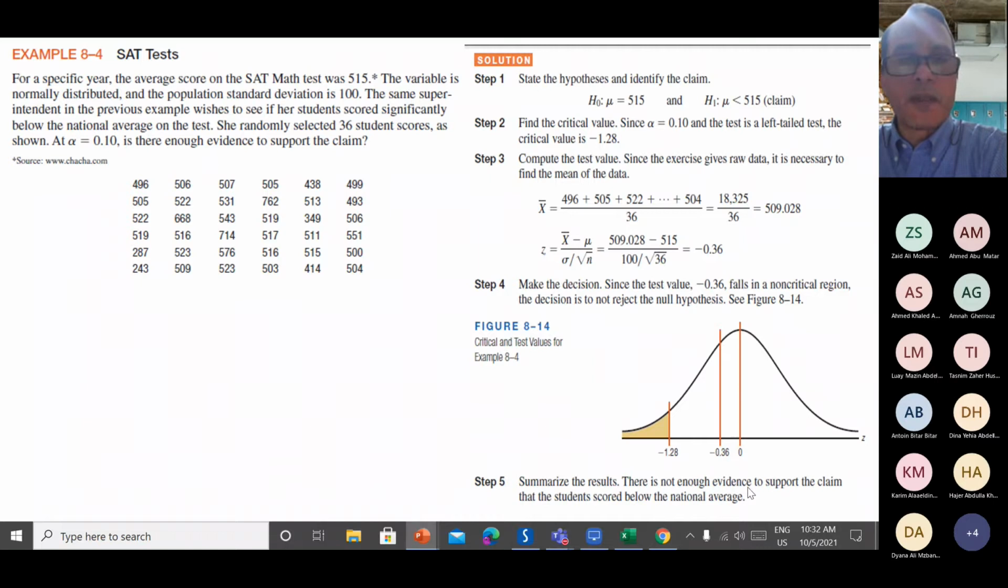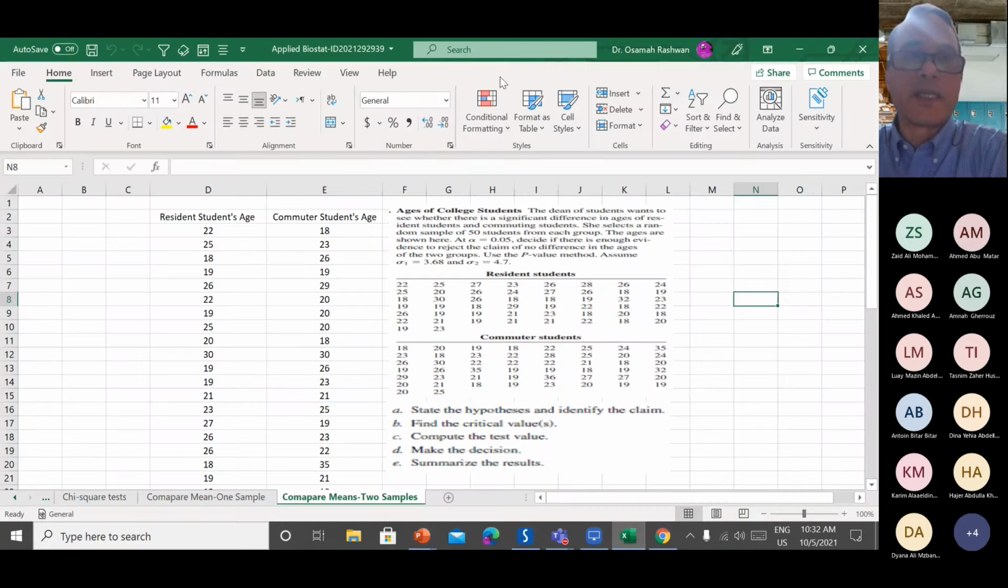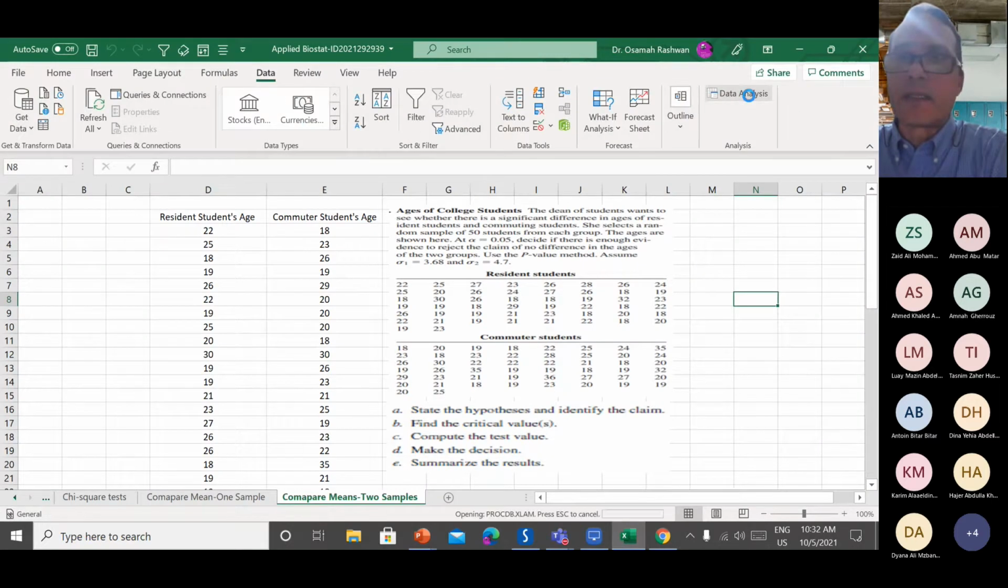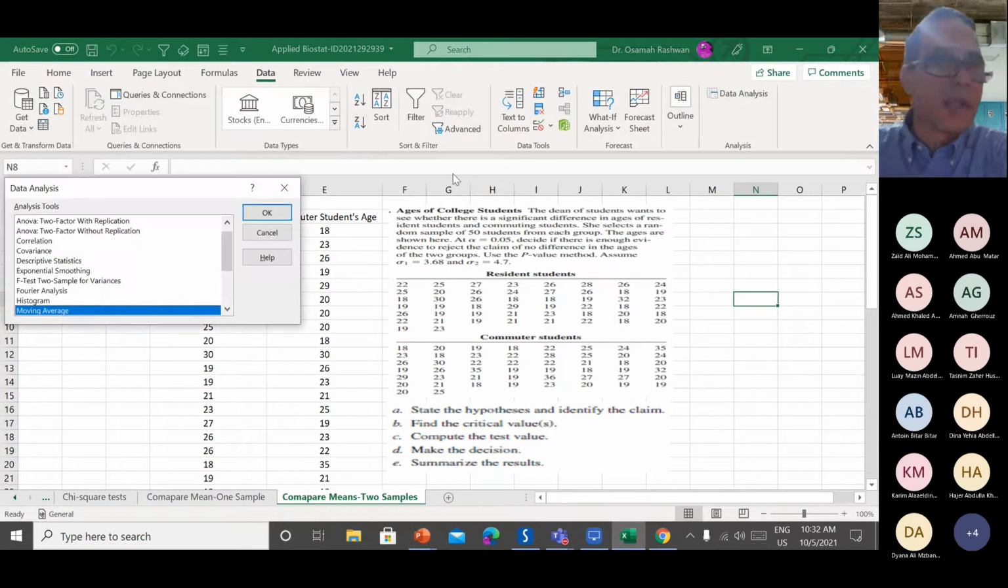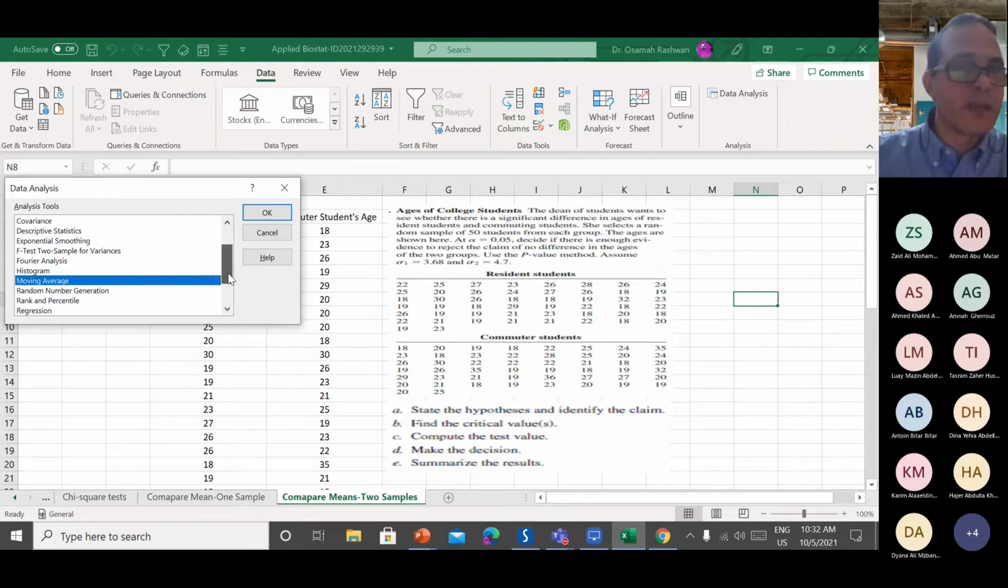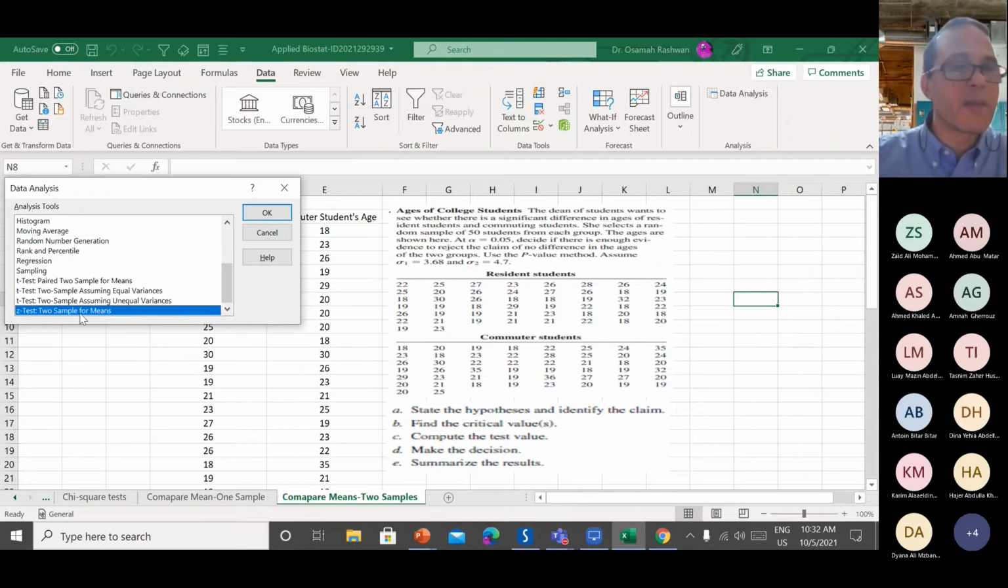Can we do this one in Excel? Excel doesn't give you z-test for one sample, right? If I go for data analysis, okay, do you have z-test for one sample? This is z-test for two samples only. Can I use it? Yes, I can use it.